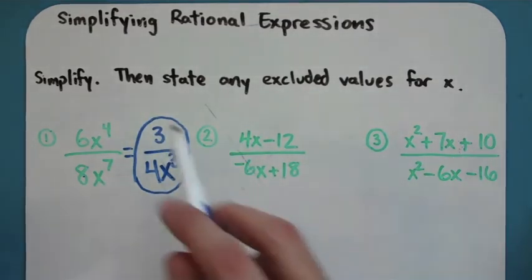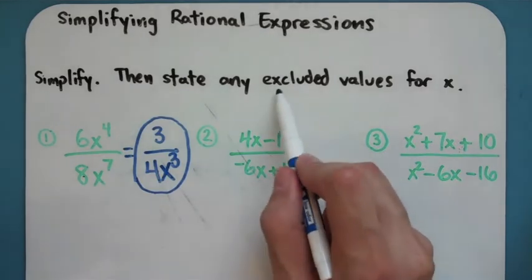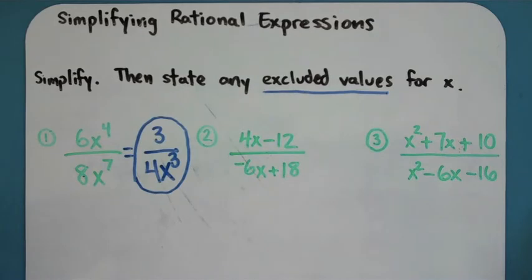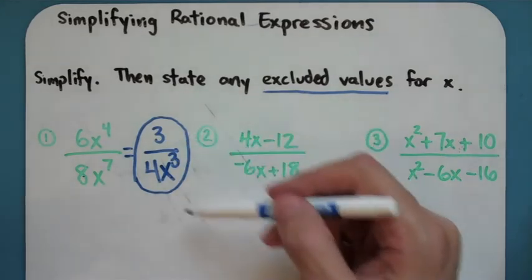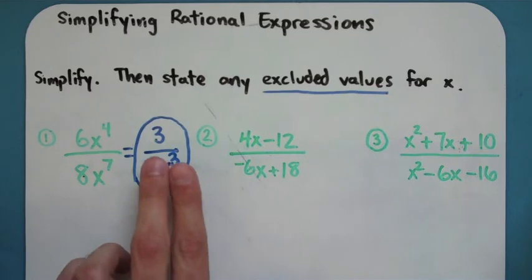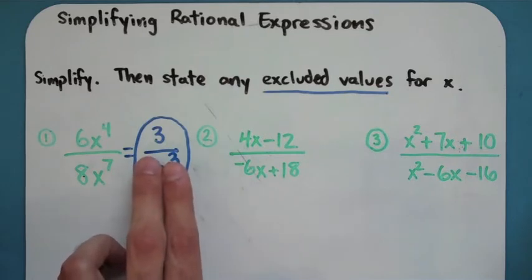Now, in the instructions here, I say to simplify, but I also say to state any excluded values for x. When you have problems where x is in the bottom of your fraction, like right here and right here, we have to be careful because we cannot divide by 0. If my denominator was a 0 right here, that would be really bad because that's not defined. We couldn't actually have that as an answer.